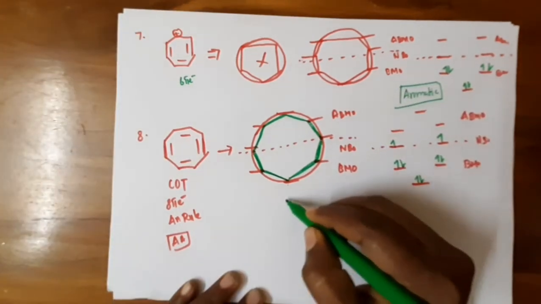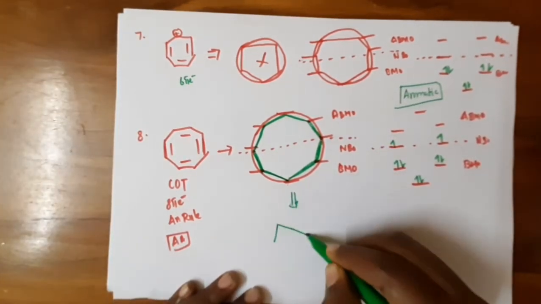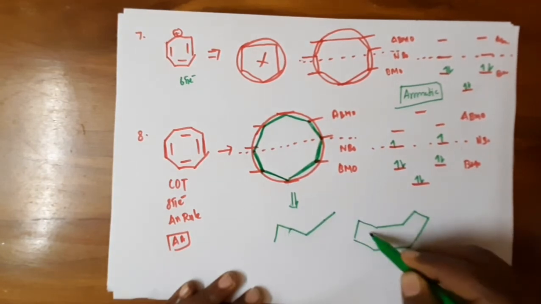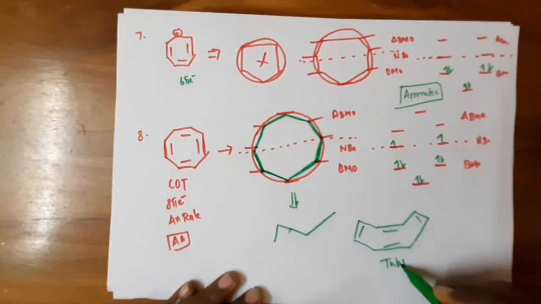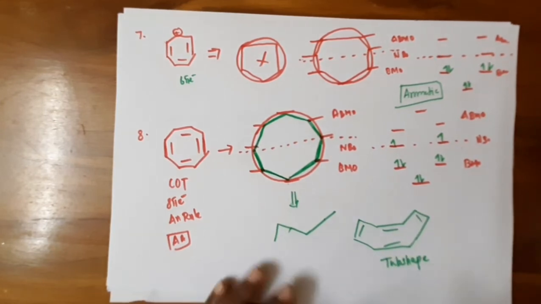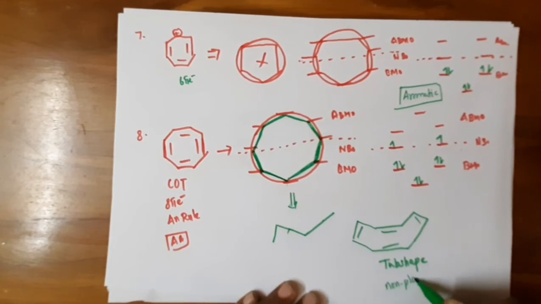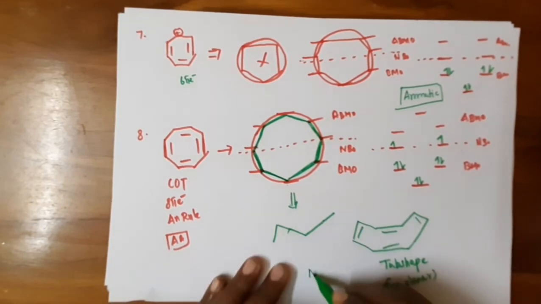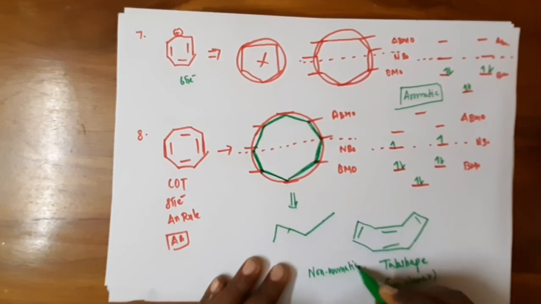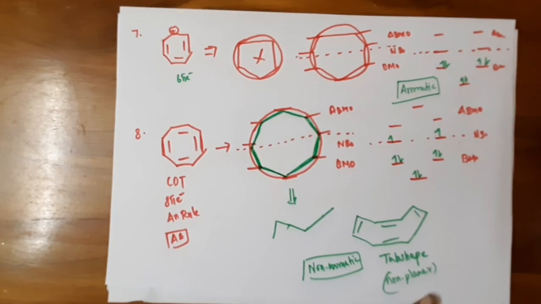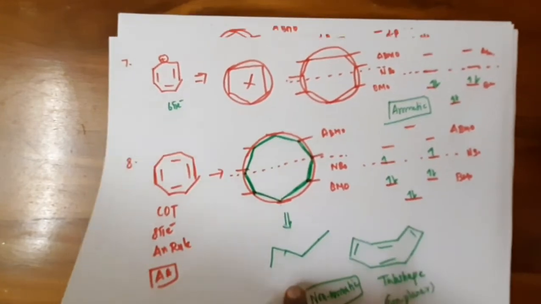So after losing the shape, the compound becomes tub shaped. So it loses its planarity. So it prefers to be like this tub shape, because to achieve stability, the compound converts into a non-planar form, that is the tub shape. Hence this is non-aromatic. So this non-planar structure is proved through X-ray analysis. Okay. So cyclooctatetraene is a non-planar structure.